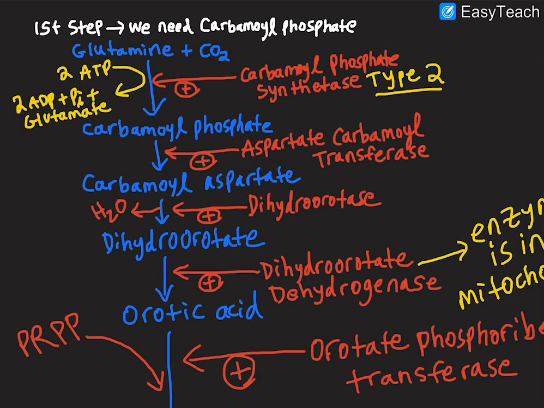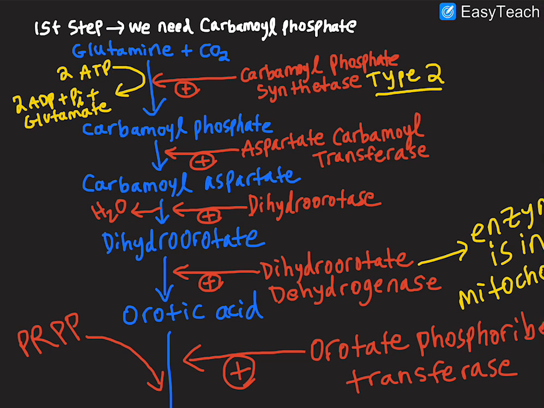First things first, we need carbamoyl phosphate. The way we're going to do that is take glutamine, CO2, and ATP, and make carbamoyl phosphate. But in order to synthesize carbamoyl phosphate, I need a synthetase, specifically carbamoyl phosphate synthetase type 2, because remember, type 1 is in the urea cycle, which we'll talk about later in another video. So carbamoyl phosphate synthetase type 2 is needed to form carbamoyl phosphate. Because it's a synthetase, we need ATP.